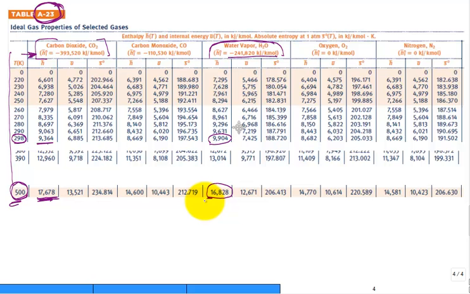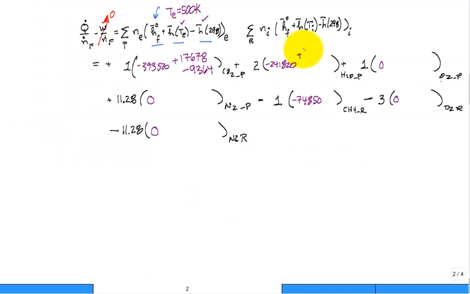16,828 is a value that we need for the molar enthalpy, and then 9,904. All right, let's go ahead and write those in here. So it's 16,828 minus 9,904. Okay, now how about the oxygen?